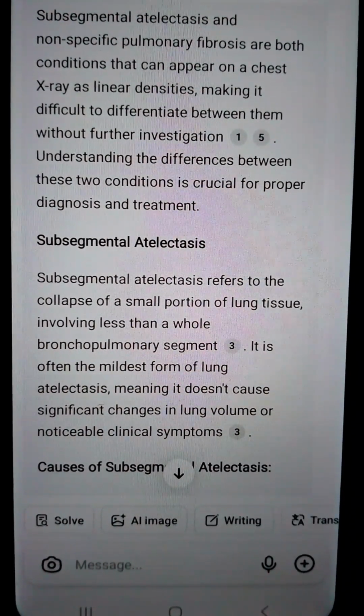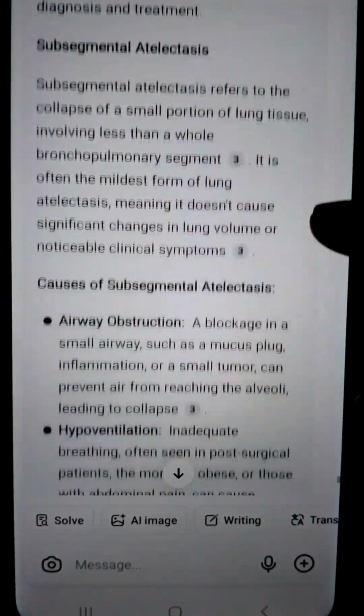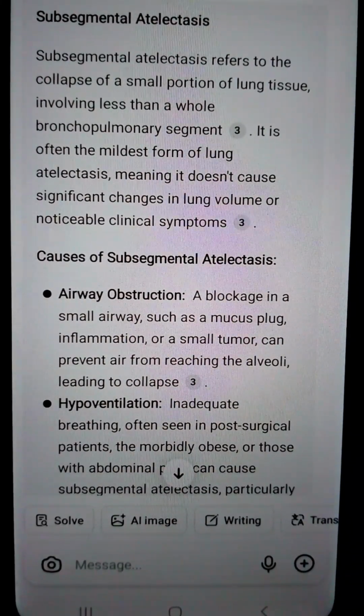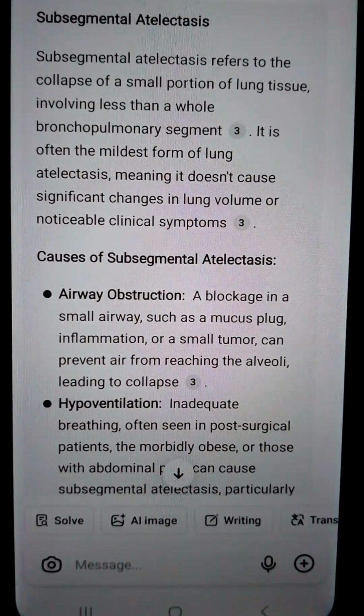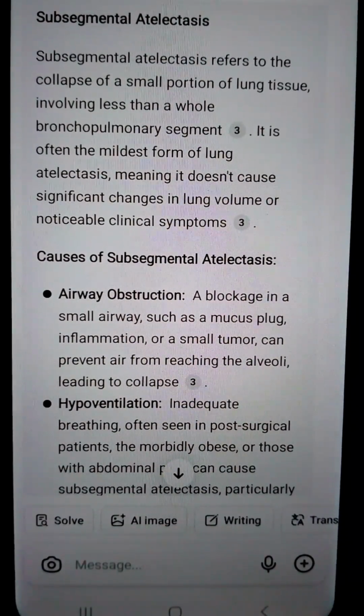Subsegmental atelectasis. Subsegmental atelectasis refers to the collapse of a small portion of lung tissue, involving less than a whole bronchopulmonary segment. It is often the mildest form of lung atelectasis, meaning it doesn't cause significant changes in lung volume or noticeable clinical symptoms. Causes of subsegmental atelectasis.